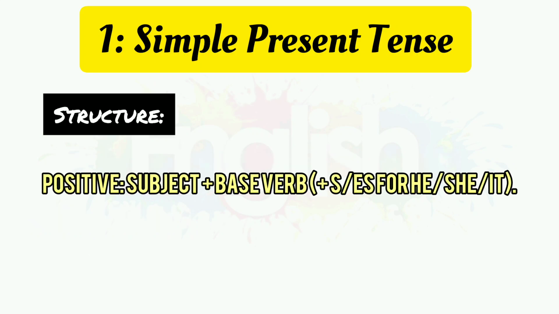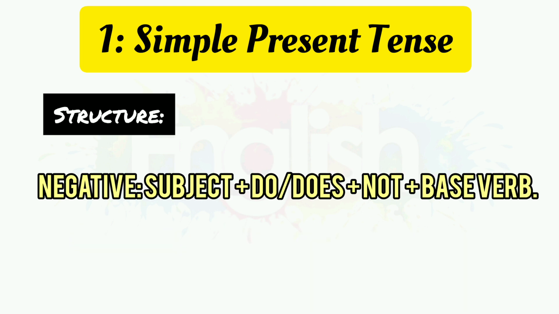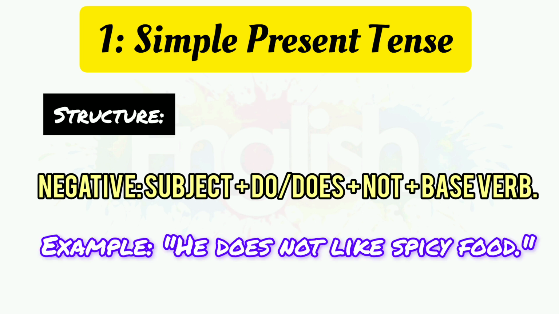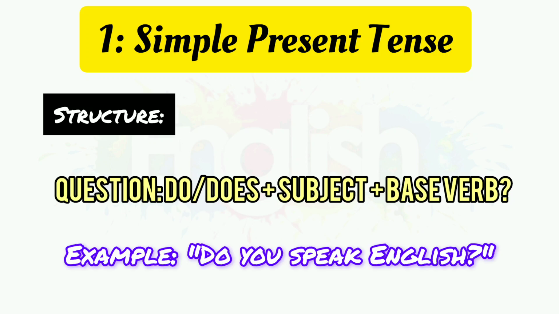Structure, positive: subject plus base verb plus s or es for he, she, or it. Example: She plays piano. Negative: subject plus do or does plus not plus base verb. Example: He does not like spicy food. Question: do or does plus subject plus base verb. Example: Do you speak English?